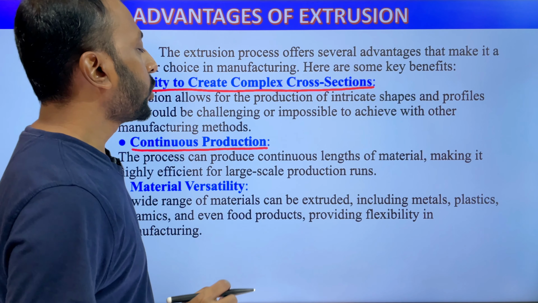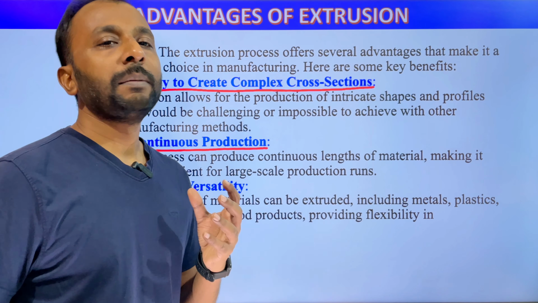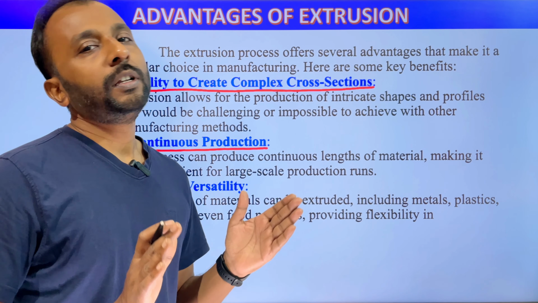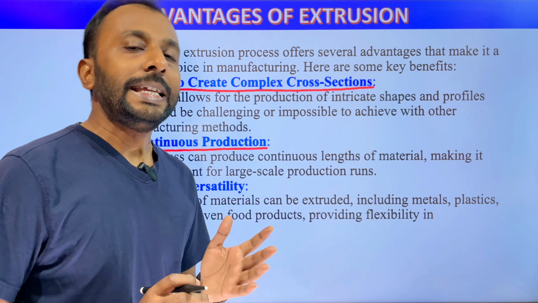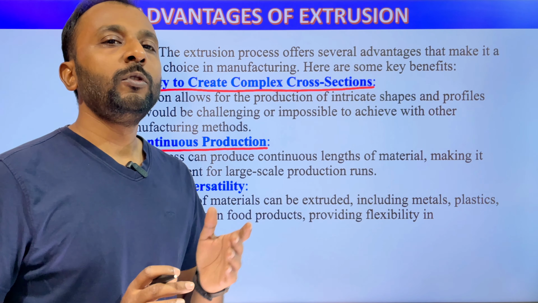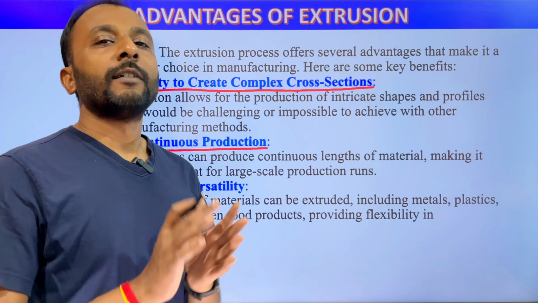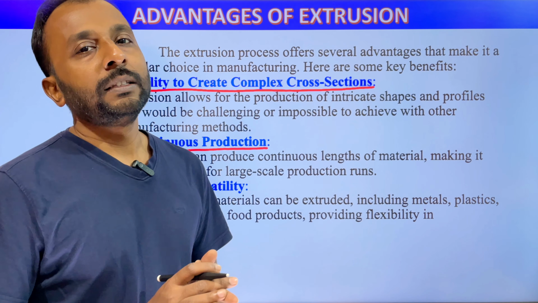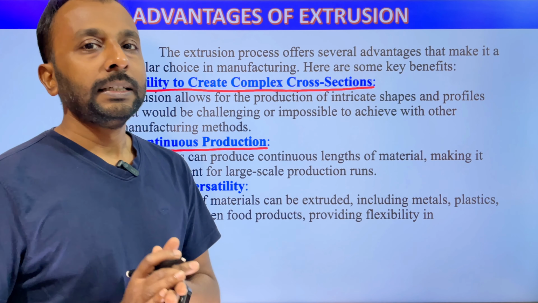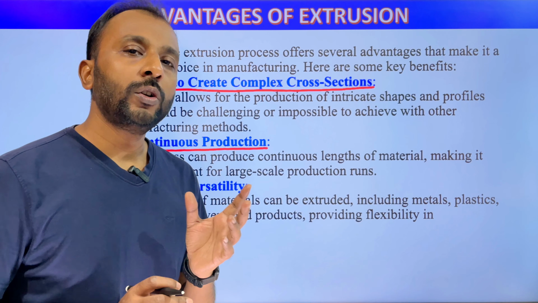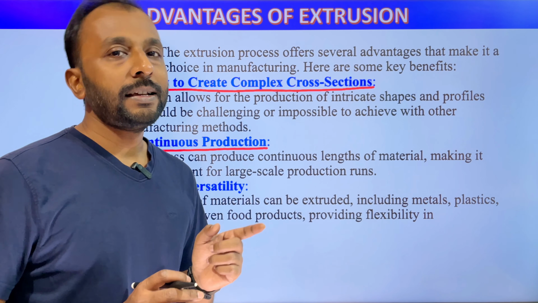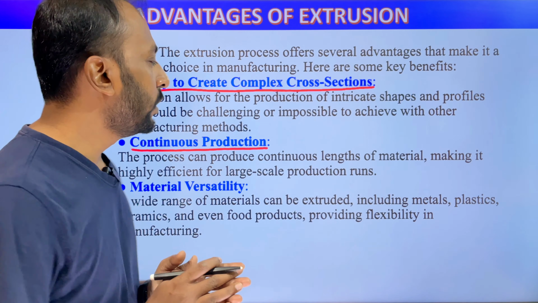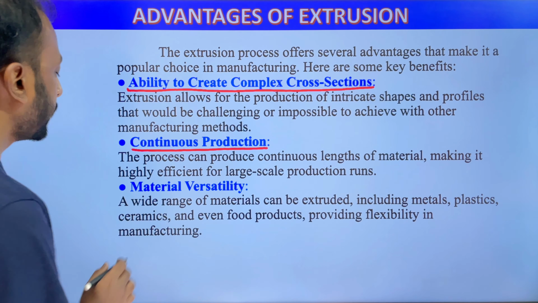Next is continuous production. In the extrusion process, the production can be continuous for a particular length. In forging or rolling or other manufacturing processes, if we want to make a product with a long length, then the process will not be continuous. But if we want to make that product in the extrusion process, the process will be continuous.